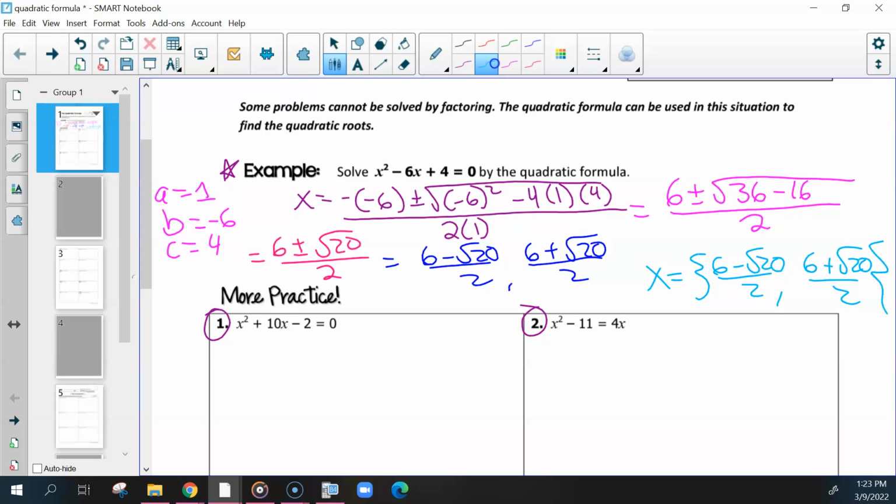So once you get to this part, if you know that you can't simplify this discriminant, then you could jump right to the solution set. Before we continue, what questions do we have on that?